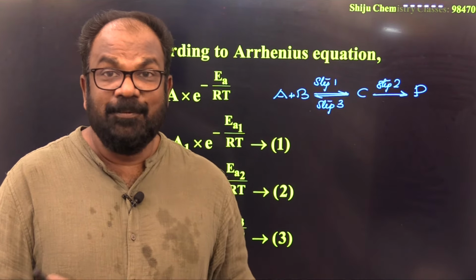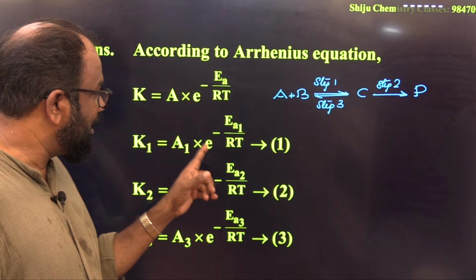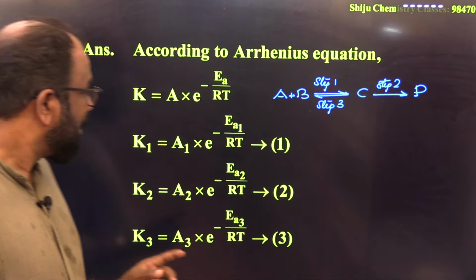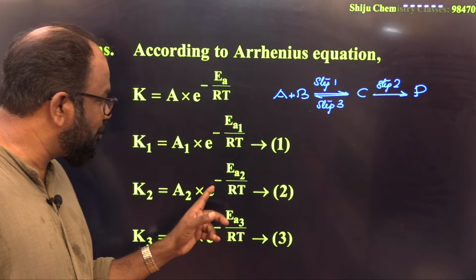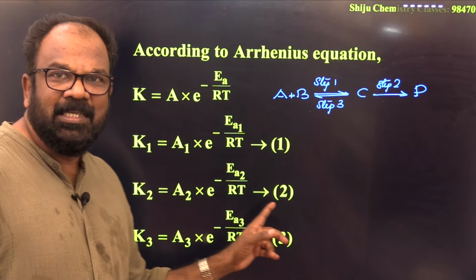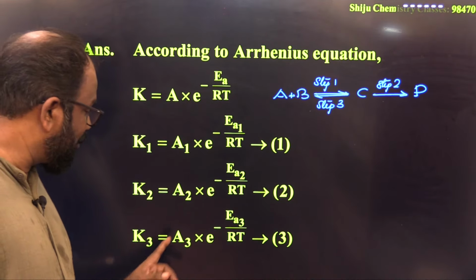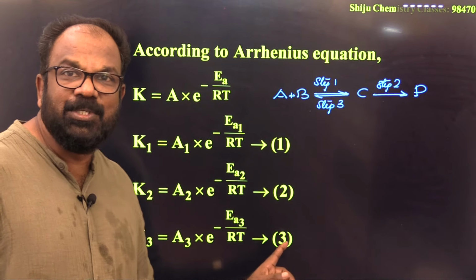Now we can write for the first step, rate constant K1 is equal to A1 into E raised to minus EA1 by RT. This is equation number 1. And for the second step, K2 is equal to A2 into E raised to minus EA2 by RT. That is equation number 2. And for the third step, K3 is equal to A3 into E raised to minus EA3 by RT. This is equation number 3.